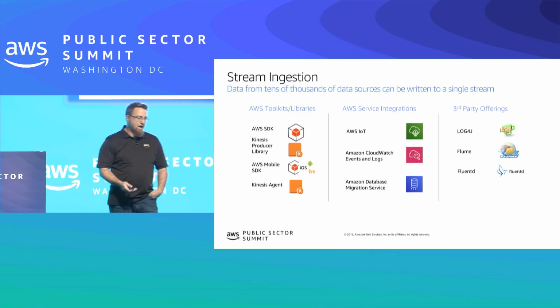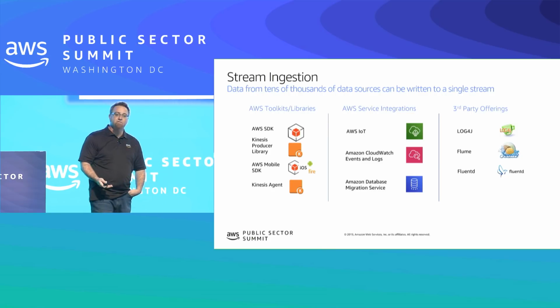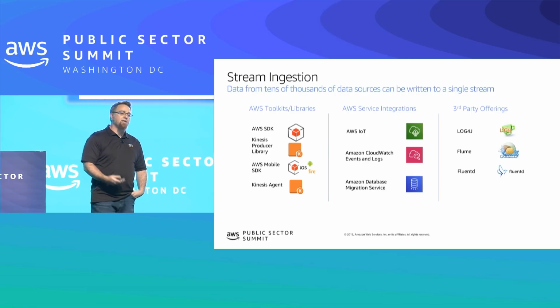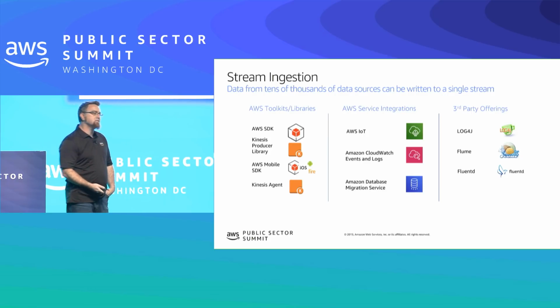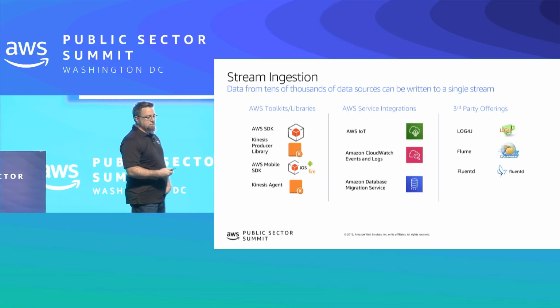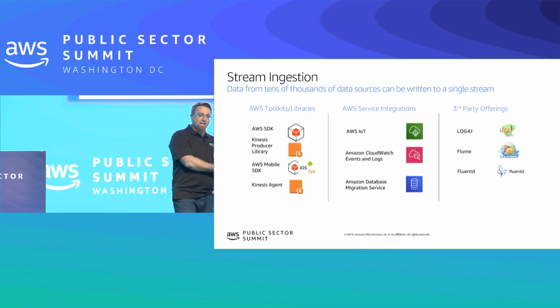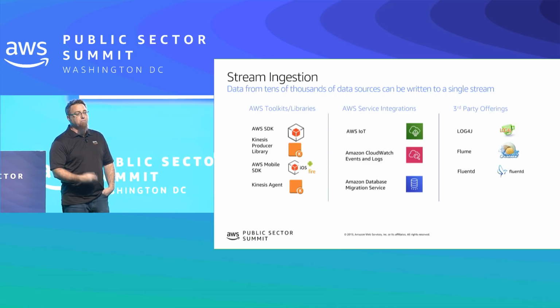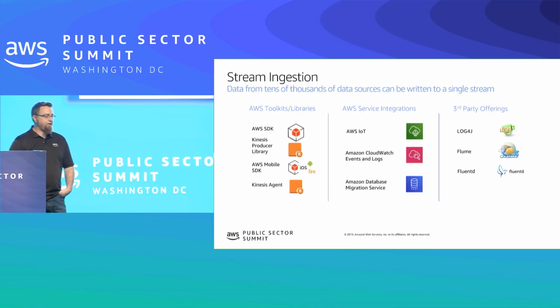We've got the toolkits and libraries that we have support for, the CLIs, the SDK. We have a Kinesis agent that you can leverage, which is an agent you can install on your systems to be able to aggregate the data at the source and then persist it out in batches, as well as the Kinesis producer library that can do similar functionality.